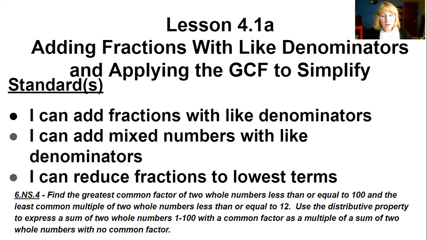Find the greatest common factor of two whole numbers less than or equal to 100, which you all should know how to do now. And the least common multiple, which we've also covered, of two whole numbers less than or equal to 12. Use the distributive property to express the sum of two whole numbers with a common factor as a multiple of a sum of two whole numbers with no common factor. So we're working on fractions as it applies to the GCF and the LCM. I'm going to minimize myself so we can have a little more space. And let's begin with our lesson.